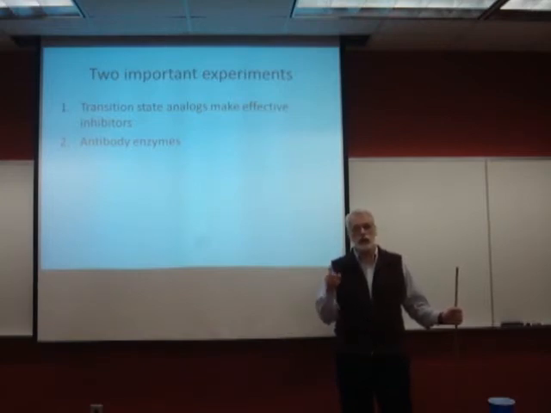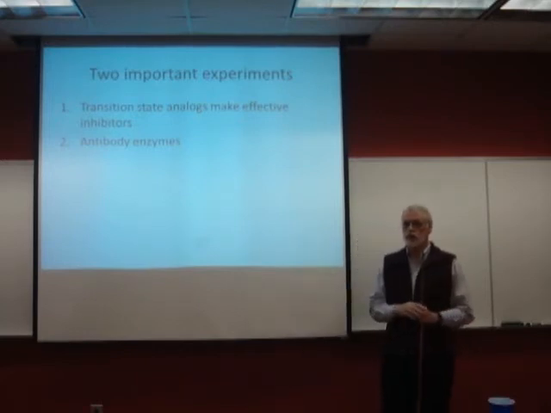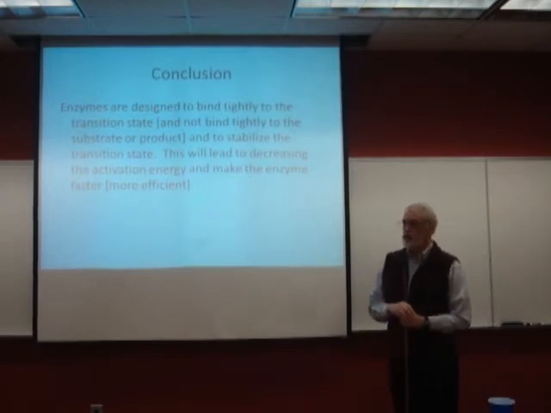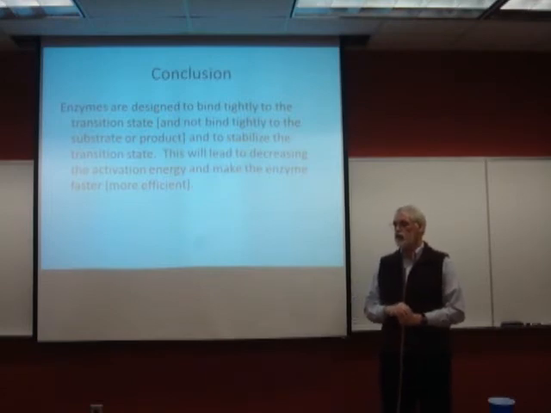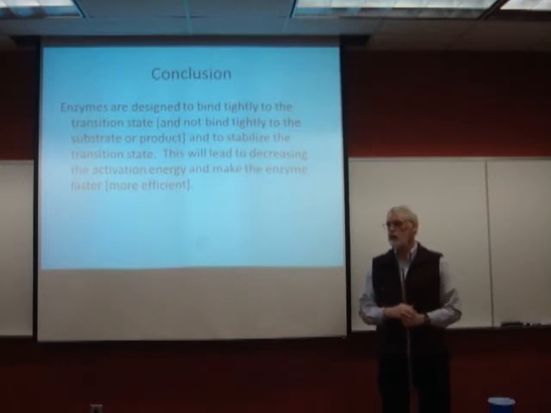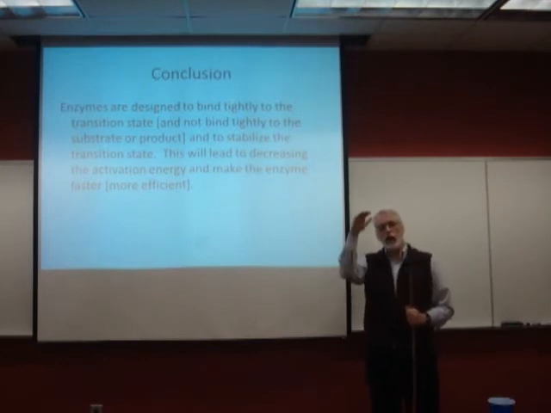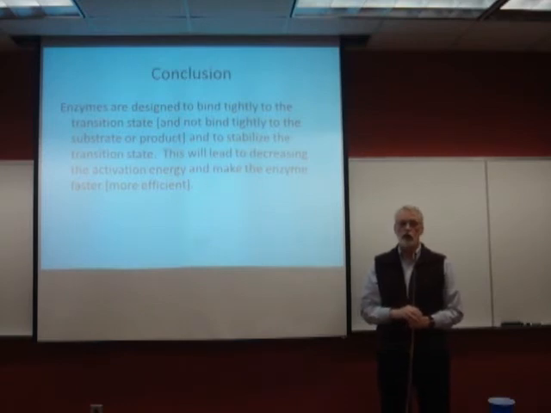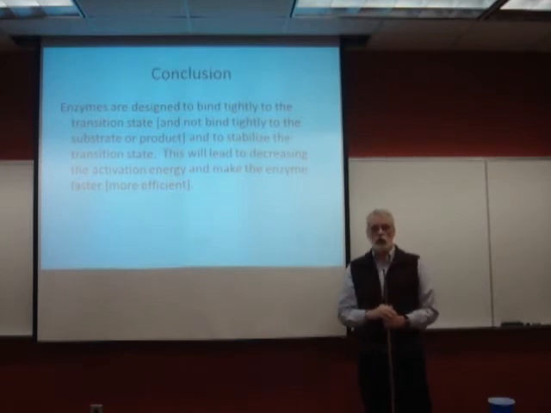Maybe enzymes are designed to bind to transition states, not necessarily to substrate or products. That's an interesting concept. So what we're going to conclude from this is that enzymes are designed to bind tightly to transition states and stabilize the transition state. Otherwise, there wouldn't be any binding. If I stabilize the transition state, that automatically decreases the activation energy, because anytime you stabilize something, you decrease its energy. And therefore, it should make the enzyme go faster.